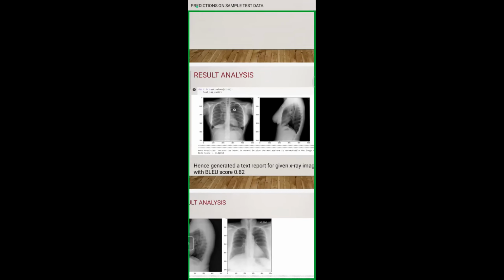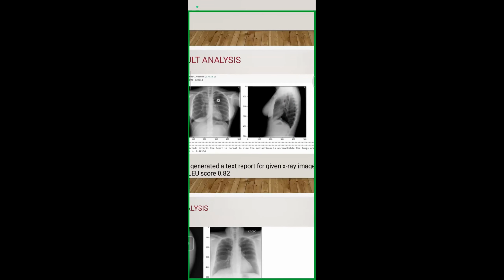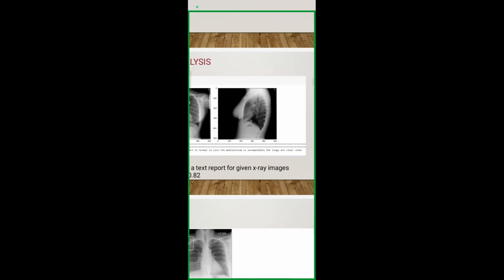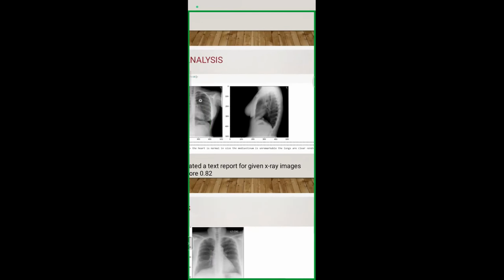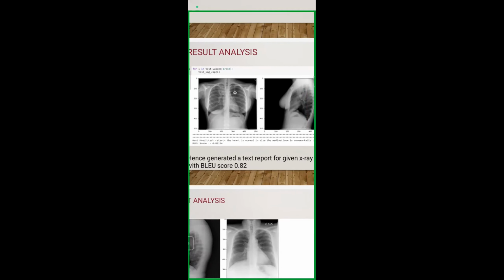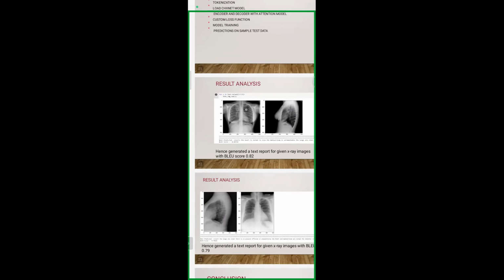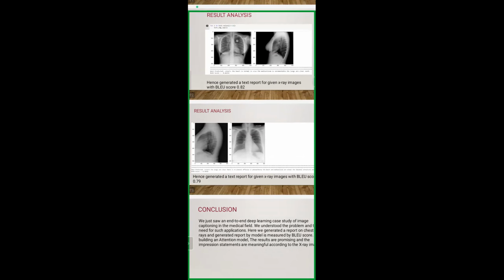These are the result analysis. Here we can see that by giving the input X-ray image, the model predicted that the heart is normal and the size of the mediastinum is unremarkable. The BLEU score is also given by comparing the model-generated statement and the dataset statement. It is 0.82 for this case. These are some of the result analysis.